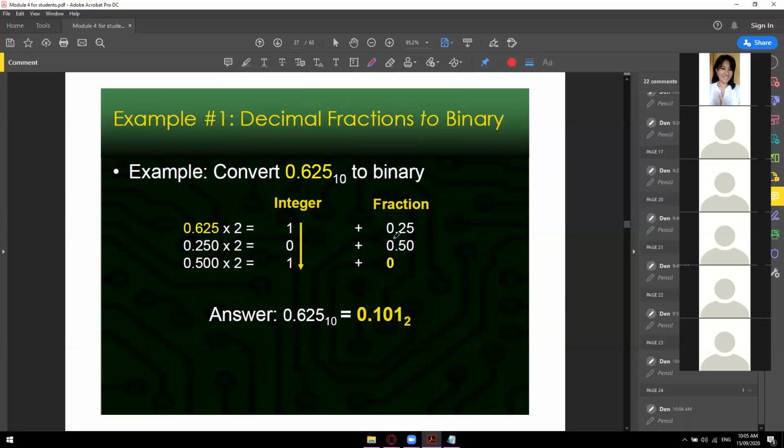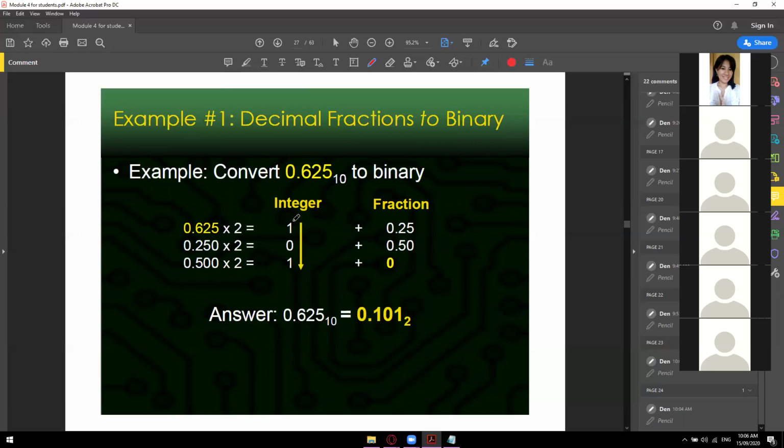Okay, so let's have an example. So example number 1 is decimal fractions to binary. Convert 0.625 base 10 to binary. So gusto nyo i-convert sa binary, ito na yung magiging multiplier natin. So take note, kapag fraction, multiply ang gagamitin nyo, hindi divide. Okay? So ito, 0.625 to binary, so times 2. So 0.625 times 2 is 1.25. So use your calculator para ma-check.